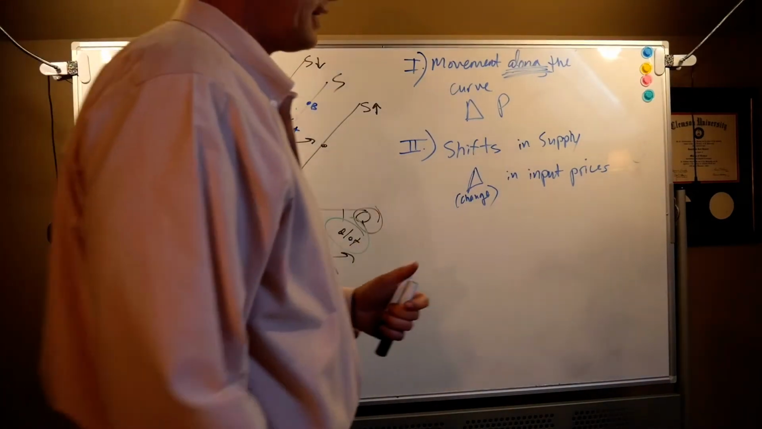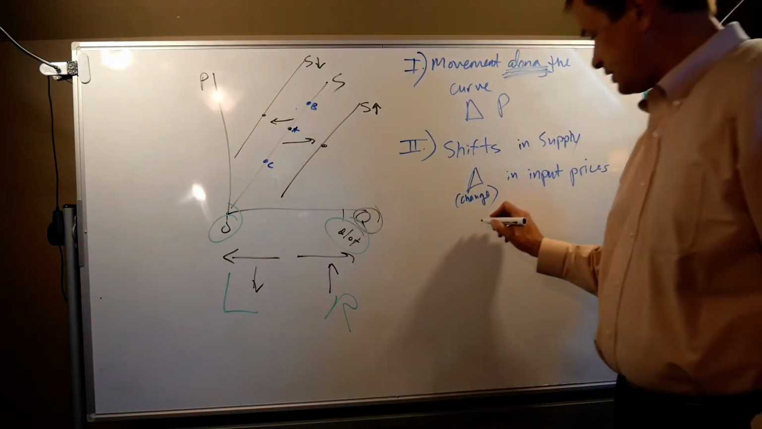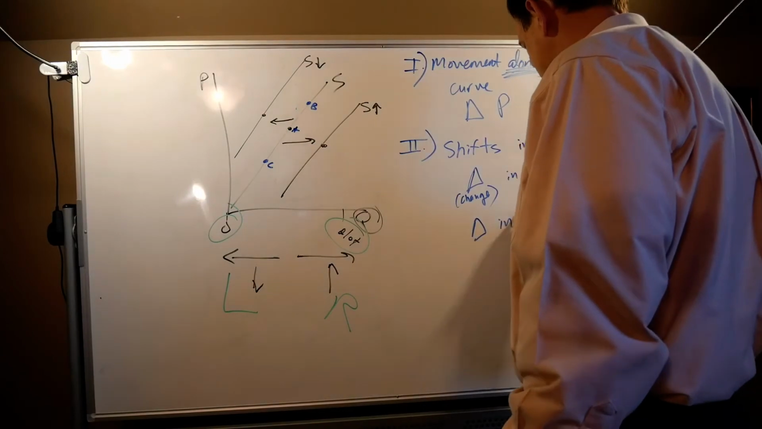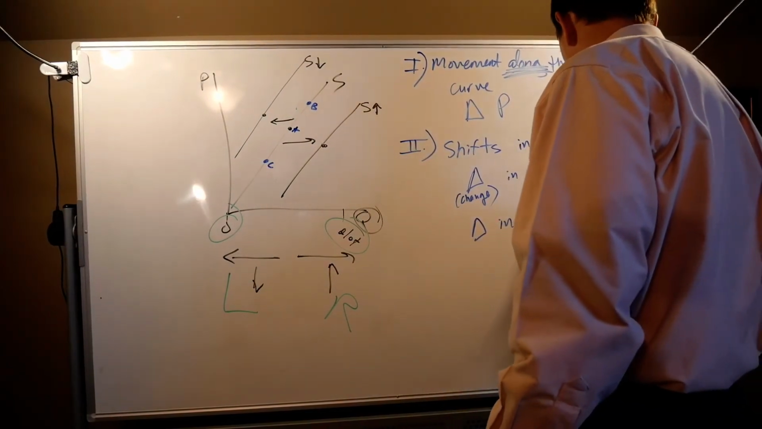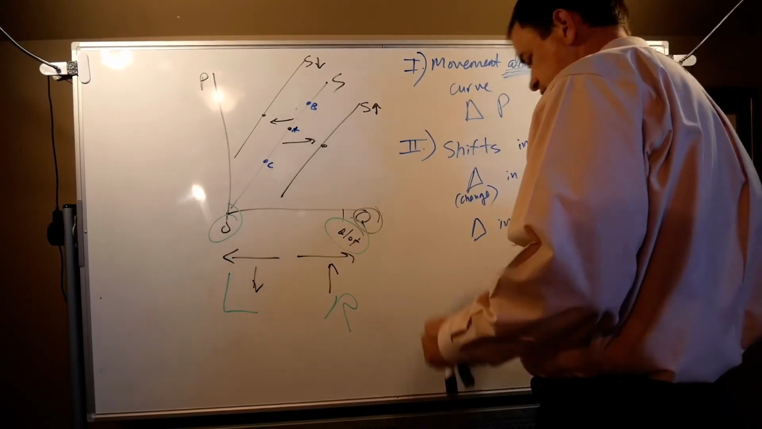So shifts in supply can happen because of changes in input prices. They can also happen for changes in technology. Technology? I can spell, yay.